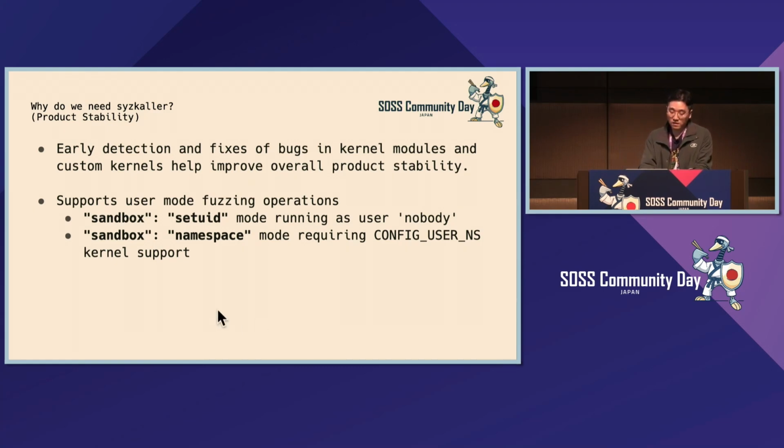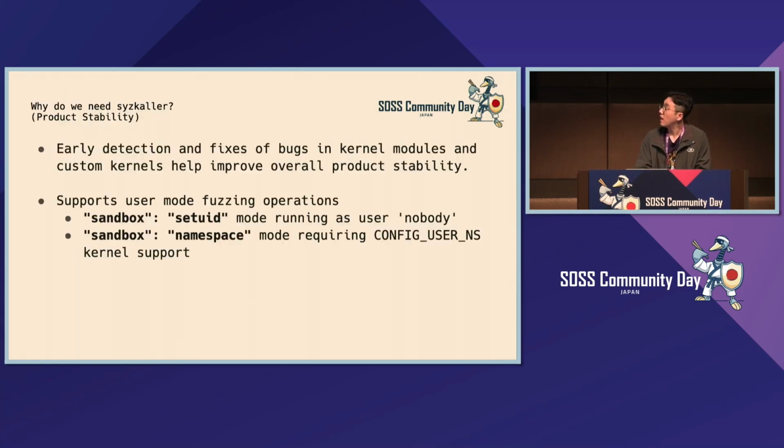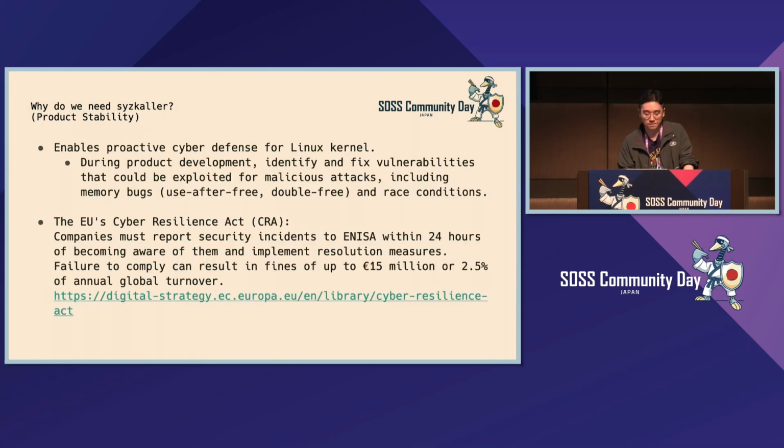We can fuzz the target in user mode with these options. Here is the option about privilege: setuid mode running as user nobody, and namespace mode requiring config on the user and other namespace options in the kernel configuration.